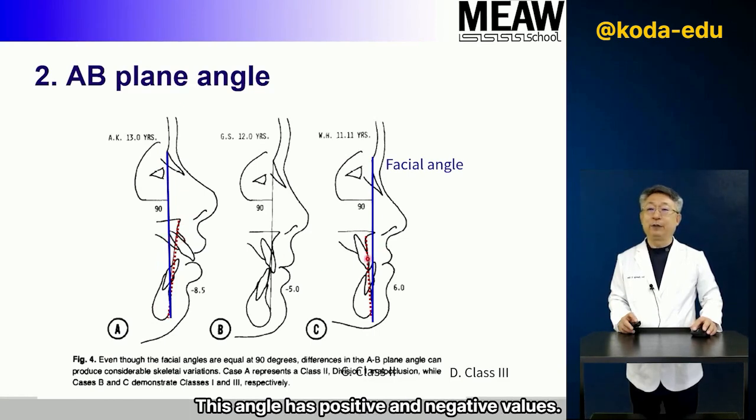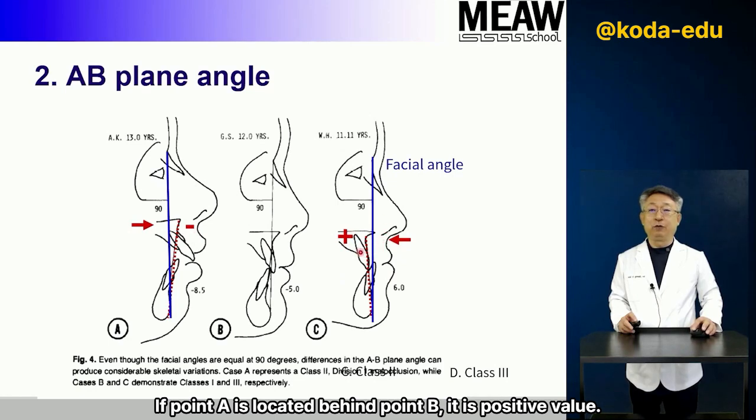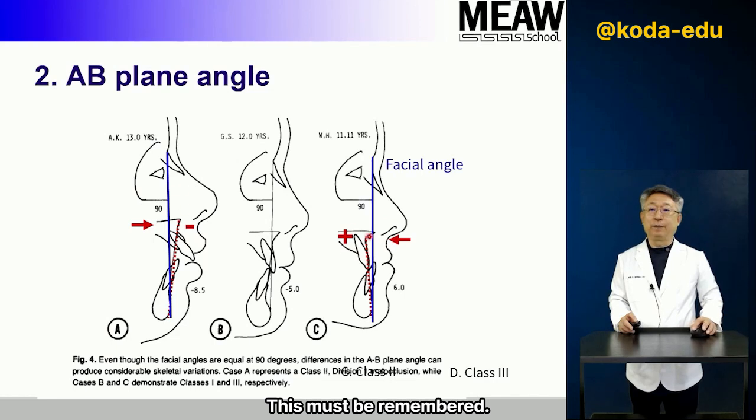This angle has positive and negative values. If point A is located in front of point B, it is a negative value. If point A is located behind point B, it is a positive value. This must be remembered.